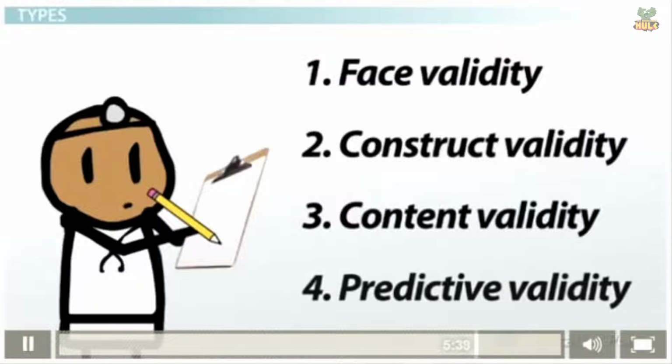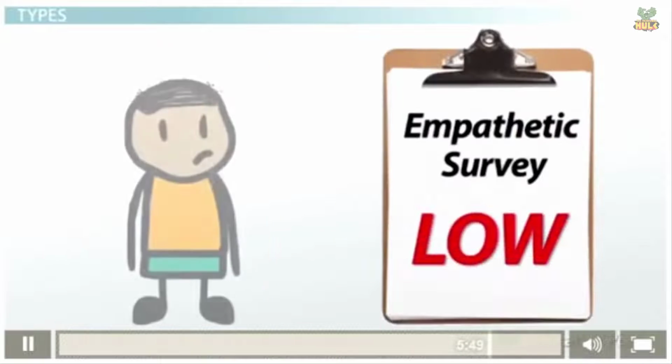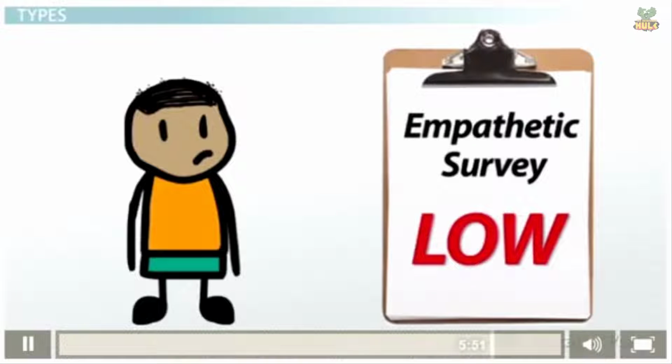Number 4. Predictive validity is when a tool can predict certain behaviors. For example, people who score high on our empathy survey might be more likely to volunteer regularly than people who score low on the survey. We can predict what they will do based on their responses to the survey.